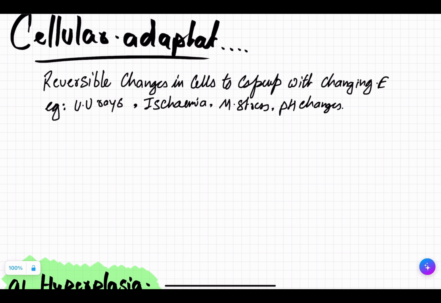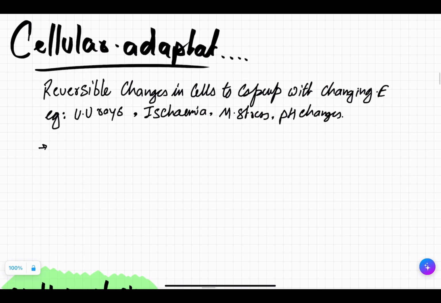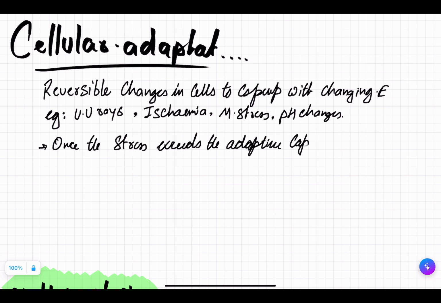Now, another thing about cellular adaptation is once the stress exceeds the adaptive capability, the cell undergoes damage. We saw yesterday, if you are on a mountain, your body will try to adapt, it will produce more hemoglobin, the heart rate will increase, and still you are fine. But let's say you go 10 kilometers above the earth's surface, what will happen? The temperature will be very low, you will get frostbites. So those will be what? Those will be cellular damage.